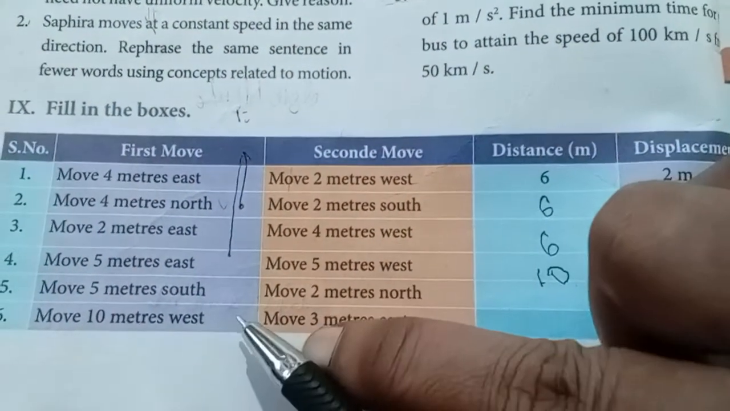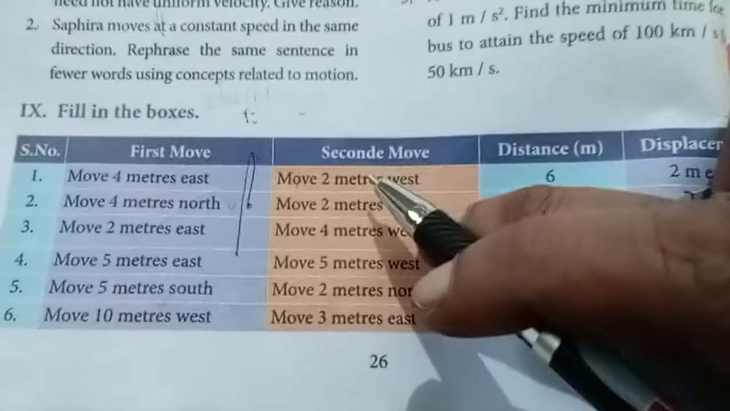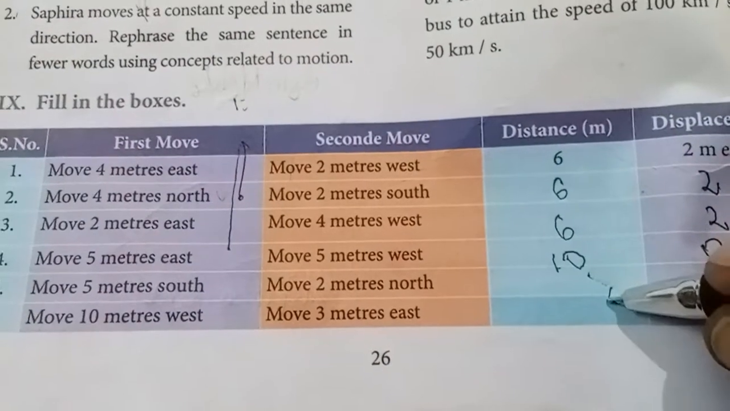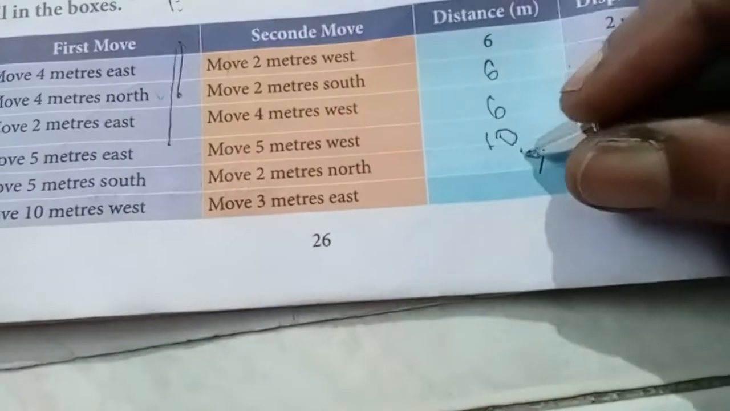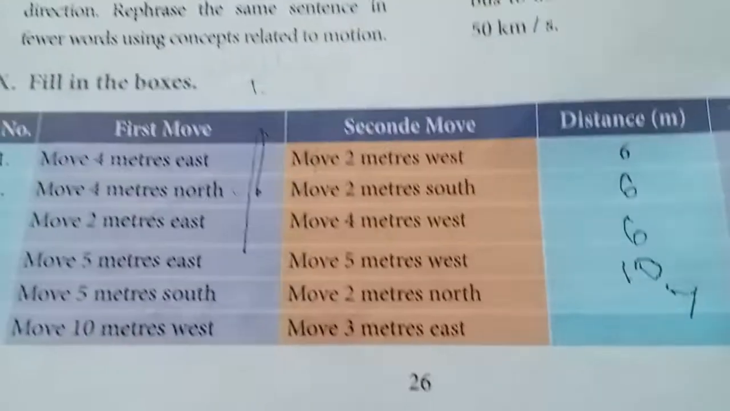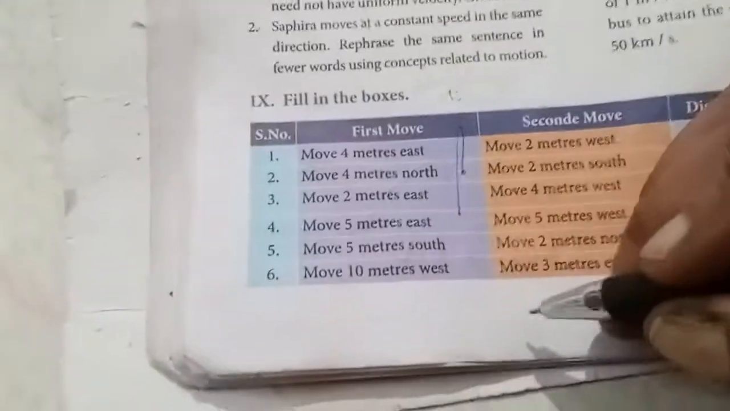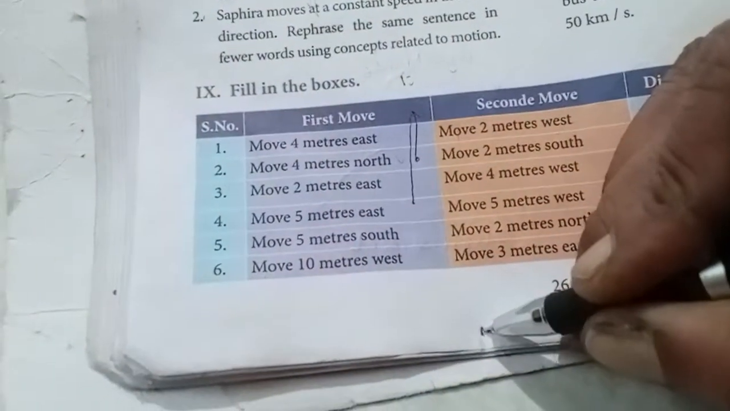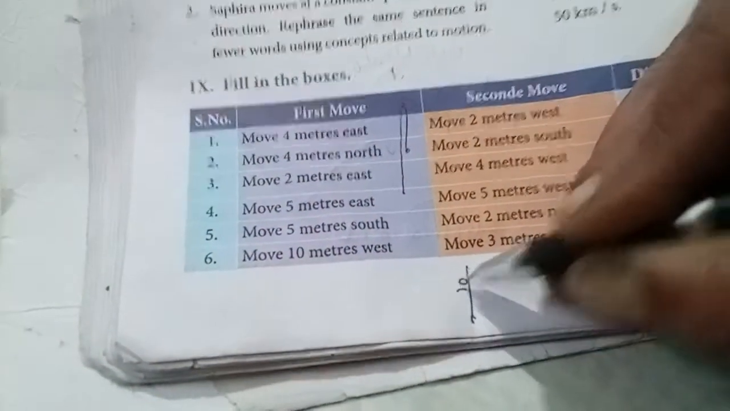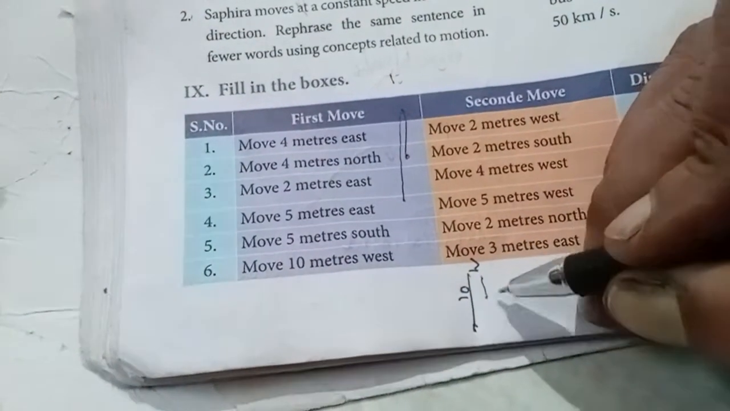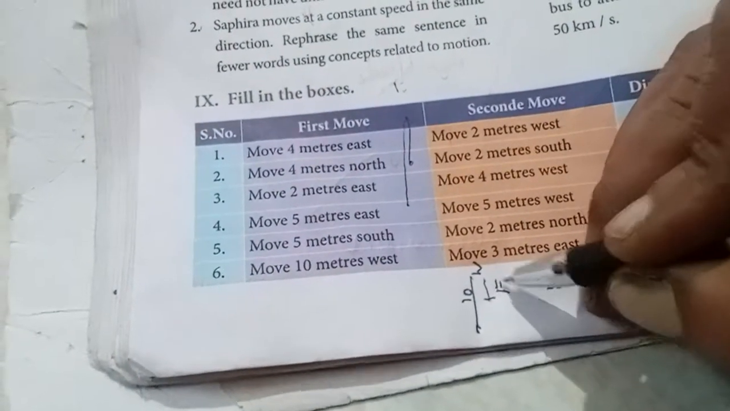Here 5 meters southwards and 2 meters northwards. So 5 plus 2 is 7. The answer is 7 meters distance, but the displacement is only 3 meters. I don't know how many of you understand these questions. And move 10 meters west. See, again I will explain. If the object goes 10 meters west, and then 3 meters eastwards.